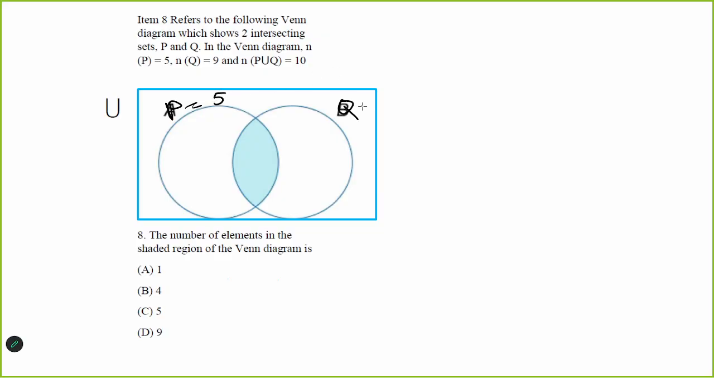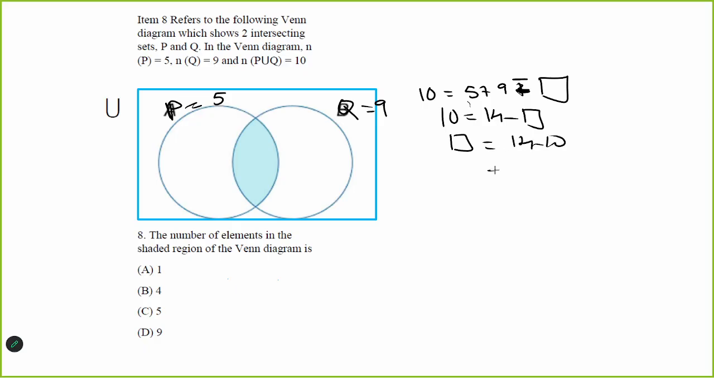P is 5, Q is 9, and the union is 10. So we know 10 is equal to 5 plus 9 plus what they have in common. Right? So that would be 10 is equal, actually not plus, it will be minus the union. That is 14 minus what will give you 10. That's 14 minus 10, which gives 4. So the answer is B.